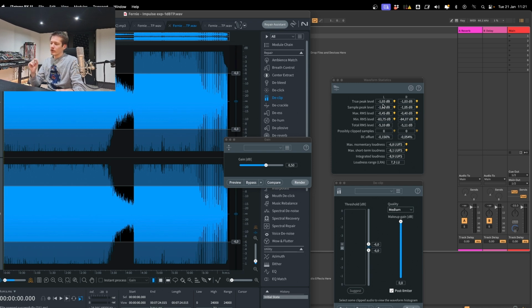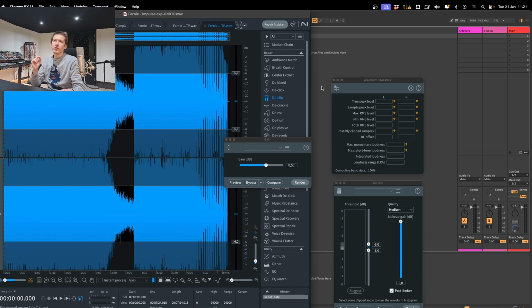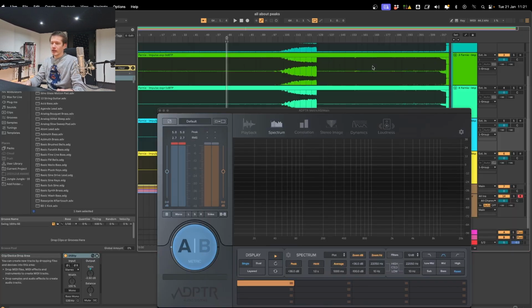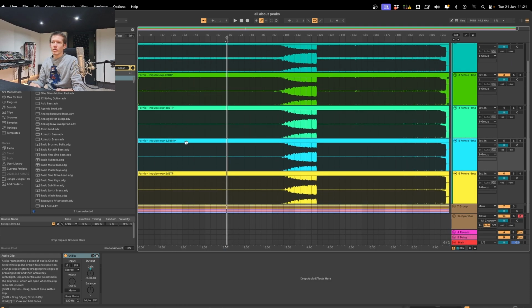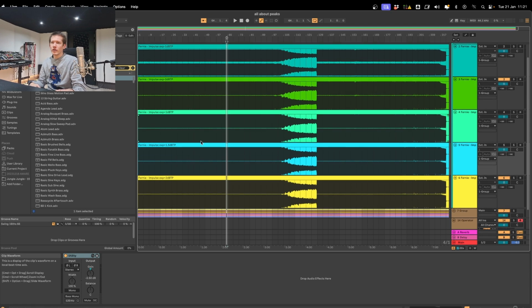Then I raised the fader of that channel by 1 decibel, exported this again and got the file at minus 0 decibel true peak, or in fact, as you will see, at minus 0.03. Then I exported this again at plus 1, at plus 1.5, and at plus 2. So these are all the audio files that I loaded into Ableton session: minus 1, 0, plus 1, 1.5, and 2.